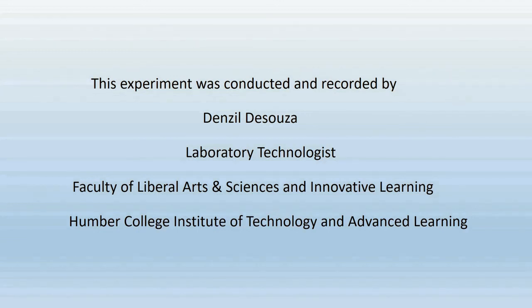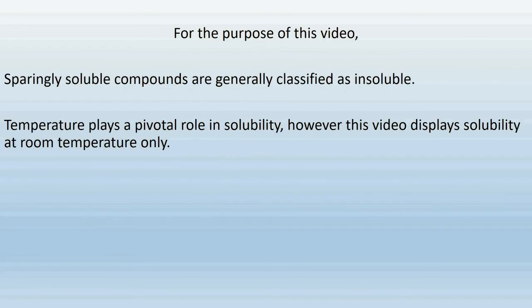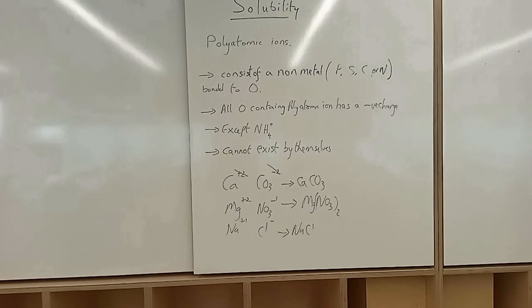Hi, in today's video, we're going to do an exercise in solubility. But before we get into solubility, let us briefly go through what a polyatomic ion is. A group of atoms that has an electrical charge is called a polyatomic ion. The charge is shared among the atoms that form a polyatomic ion.